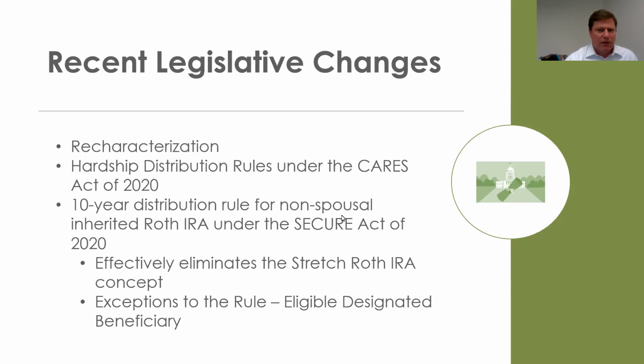If you're chronically ill, same thing. If you're no more than 10 years younger than the deceased account owner, for example, a brother-sister situation where the sister inherited something from the brother who passed away, and maybe they're 3 or 4 years apart, she will not have to abide by that 10-year distribution rule.